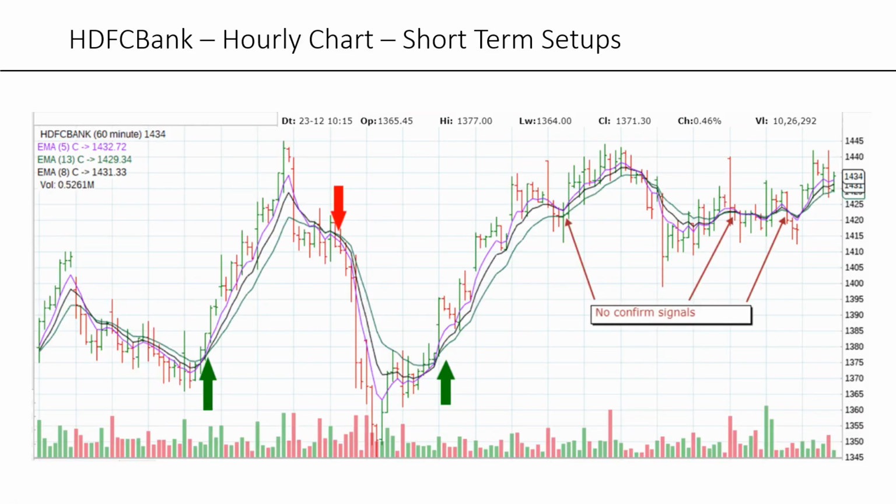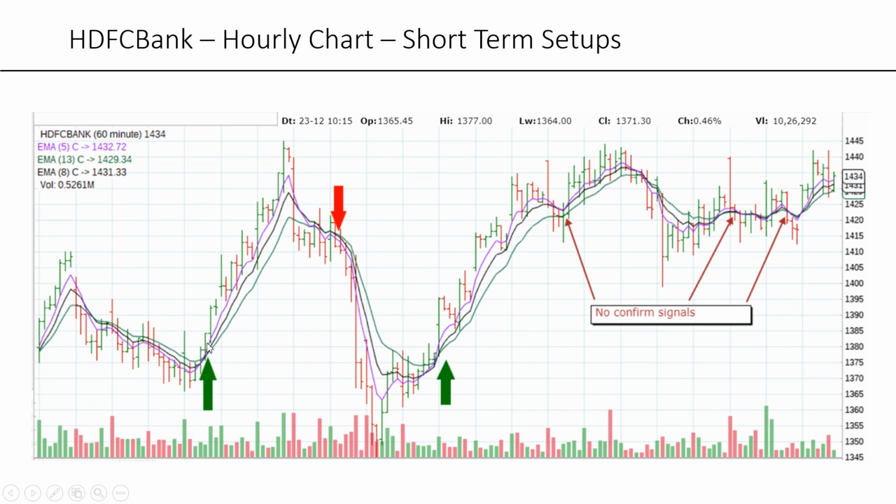Okay, now we'll reduce the time frame to 1 hour, and this is more of a trading setup or short-term setup. So I took another example. The example is HDFC Bank, and we kept it on the 1 hour chart. So around a month or 2 months of data is this. Again, the green arrows represent buy signals.